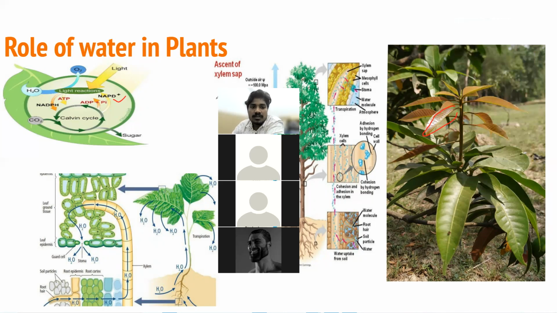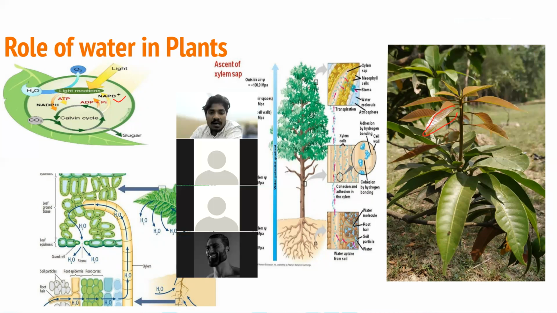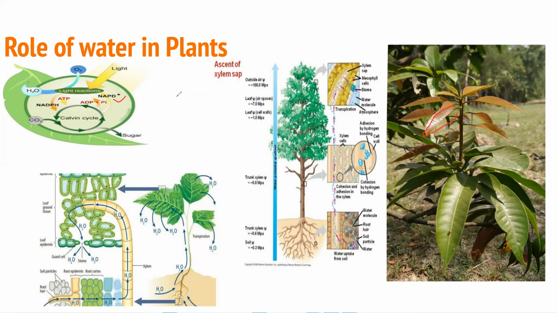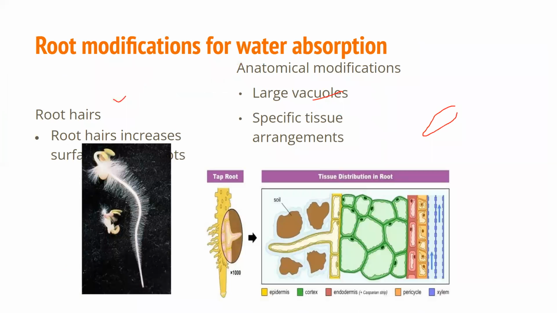Okay, and this water is also very important in the transportation of minerals, because minerals can only be absorbed by the plants when they are dissolved in water. So these are a few roles of water in a plant. Okay, now we'll move to the next. And this also sometimes becomes very important.